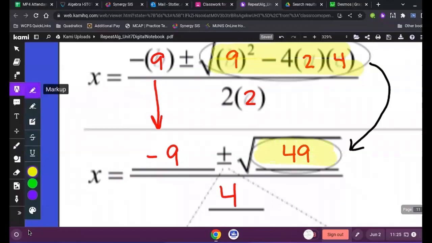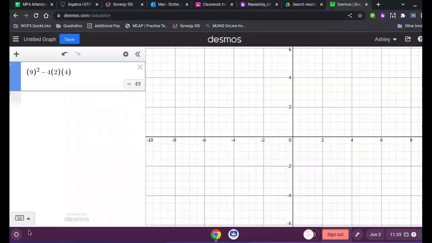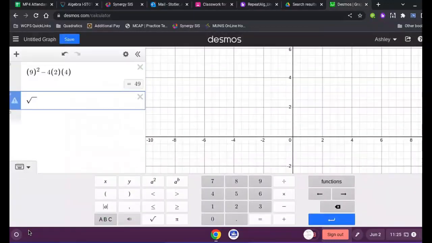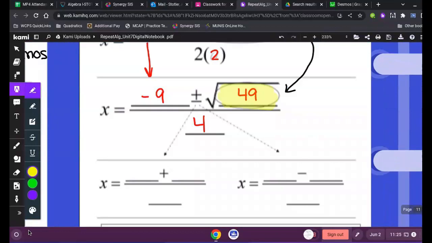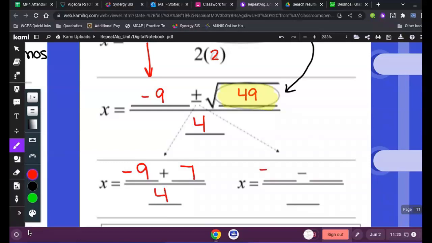Now we're going to put the square root of 49 into the calculator. Square root of 49 is equal to 7. So we have our negative 9, 7, and then bring down the 4. Negative 9, 7, bring down the 4. And those are the last 2 things that we have to calculate.